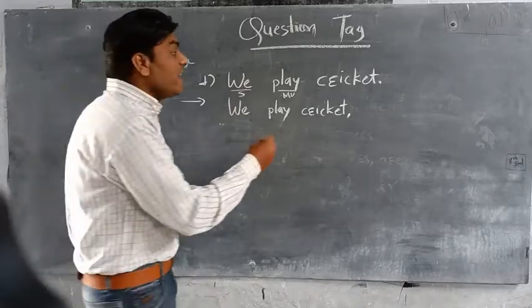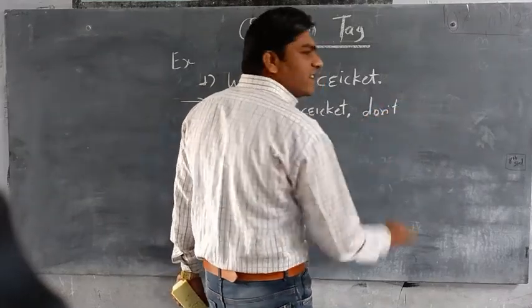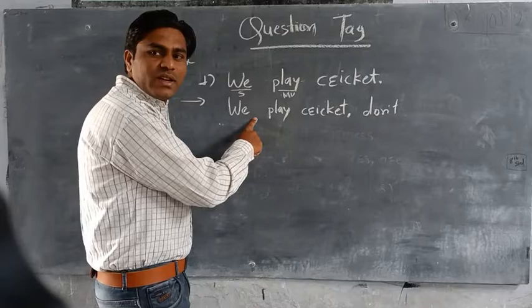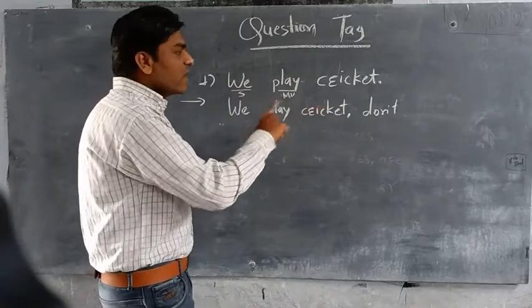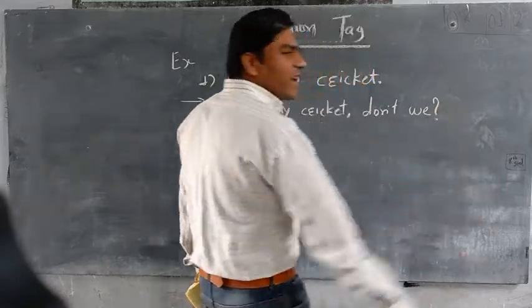So we have to write don't, because it is positive and we are making the negative question tag. Don't we? Then the question mark.